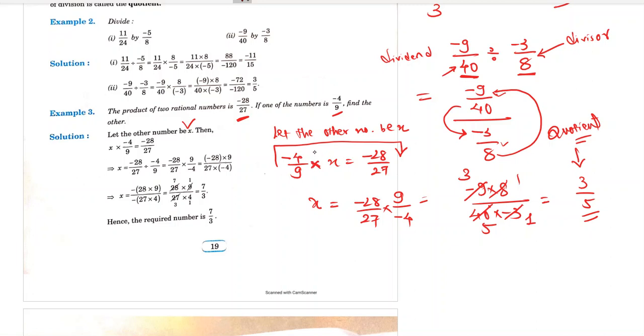If there would have been plus sign over here, then it would have changed its own sign. But if there is multiplication, then sign change nahi hoga. Only thing what will happen is it will become its own reciprocal. So 9 threes are and minus 4 sevens are. So answer is 7 by 3 or 2 1 by 3, right? The other number is 7 by 3 or 2 1 by 3. When 7 by 3 is multiplied with minus 4 by 9, it will give you minus 28 by 27.